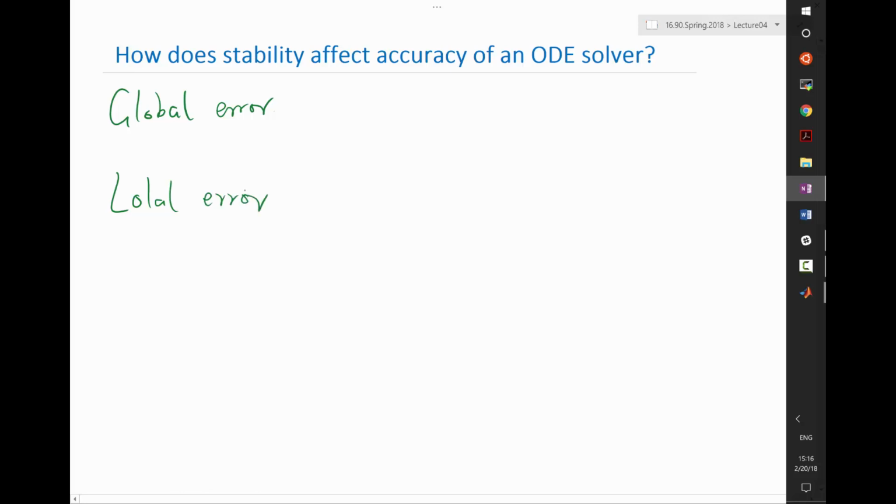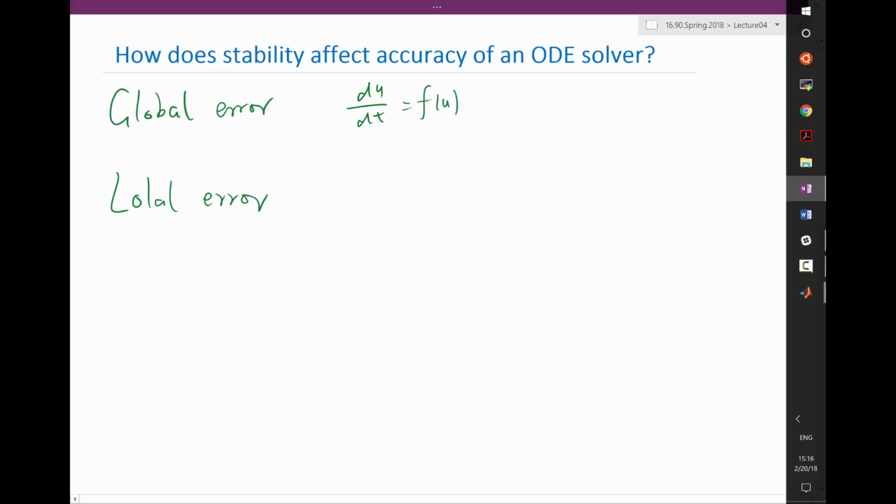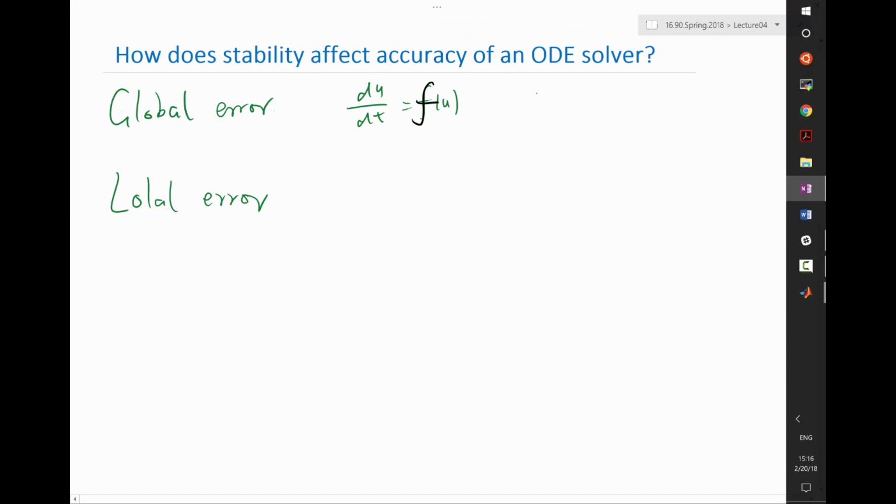Okay, so global error means you are solving an ODE, du/dt equal to f of u. So let me specify what is known. f is known, u at 0 is known, and the error is u numerical minus u analytical, so u itself. So this is global error.